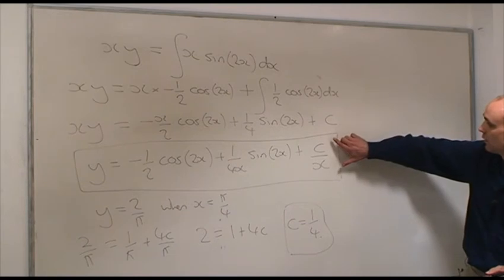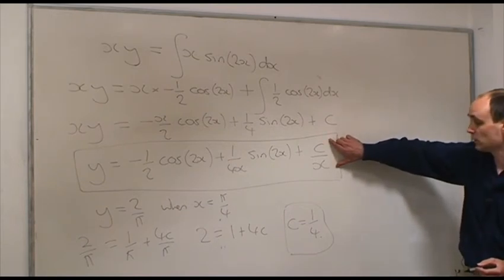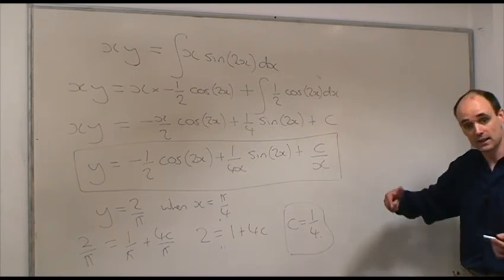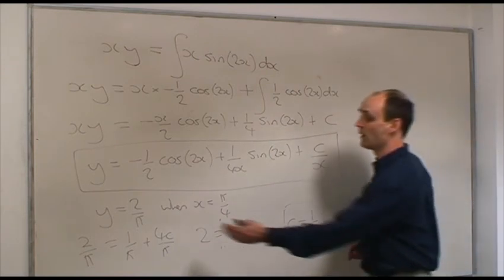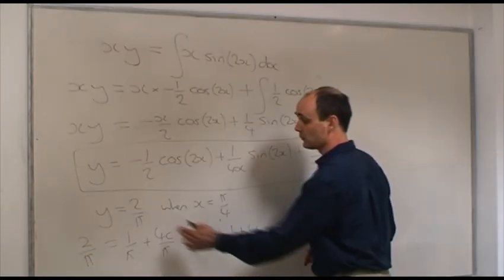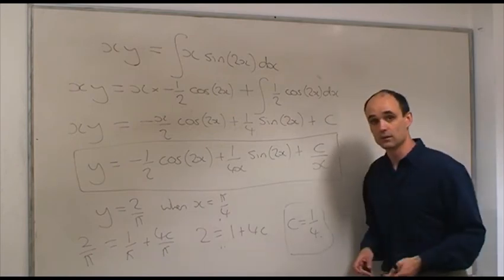So this equation with c is equal to a quarter is the particular solution you get when you have the boundary condition that y is equal to 2 over pi when x is equal to pi by 4.